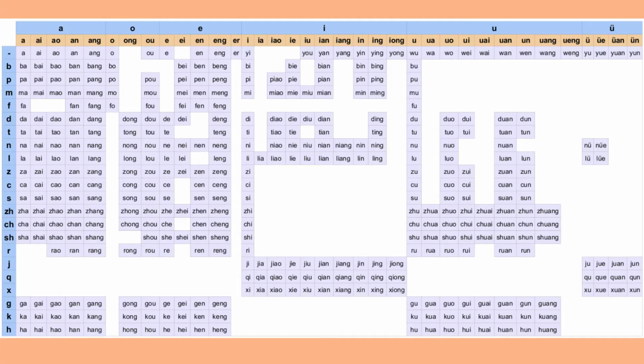When initials j, q, x go with any final with ü in it, we omit ü's two dots. If we look at this Pinyin table, under the ü group, we only have several Pinyin syllables. When the initials are j, q, x, the two dots are omitted. But when the initials are n and l, the two dots are not omitted. And you can see that the initials j, q, x don't go with any final under the u group. Whenever you see these 12 Pinyin syllables, it looks like u, but they are actually ü.